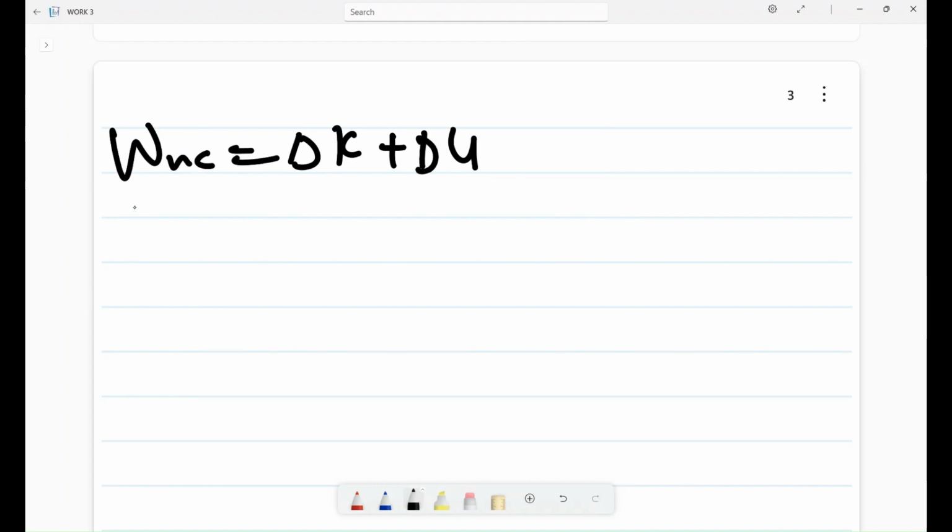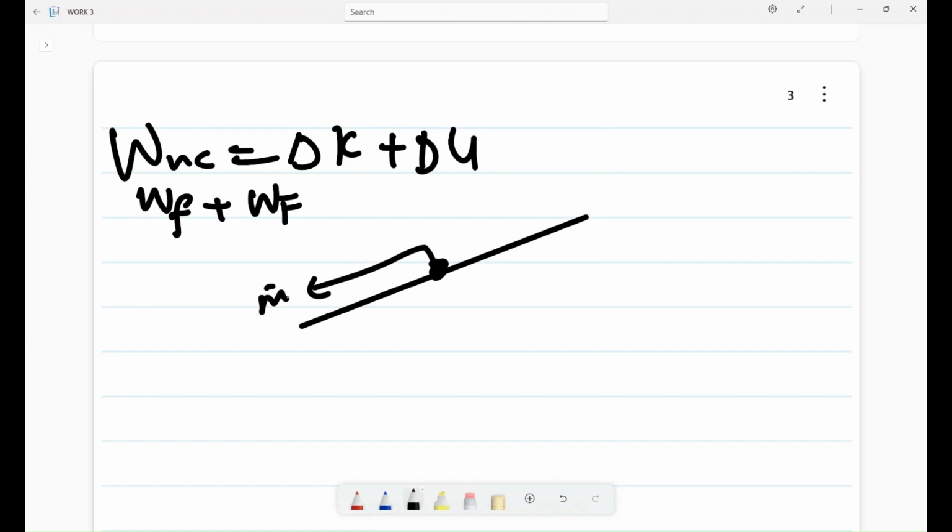Work done by non-conservative force, it will be only work done by friction plus work done by other force. These are the non-conservative forces. Again, we do not include any gravity. Even though we were acting on a slope like this, we wouldn't have included FG parallel. We know FG parallel acts downward, but we wouldn't have included it in this formula because FG is a conservative force. All right.